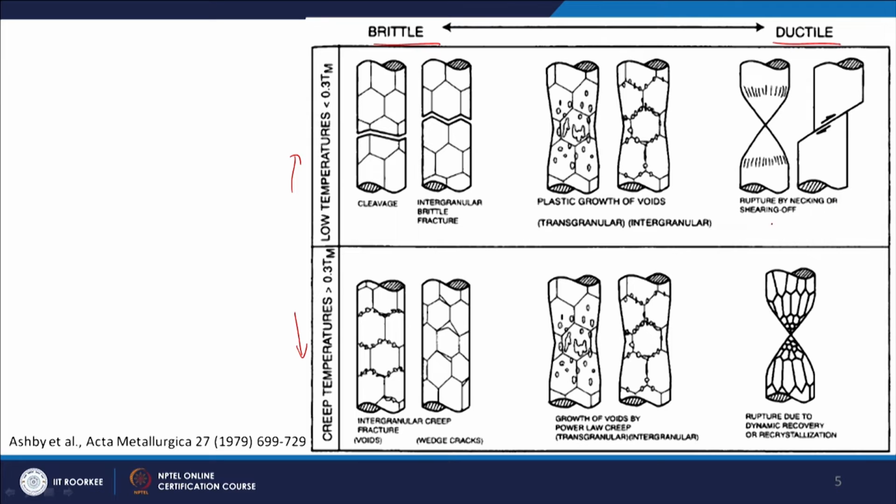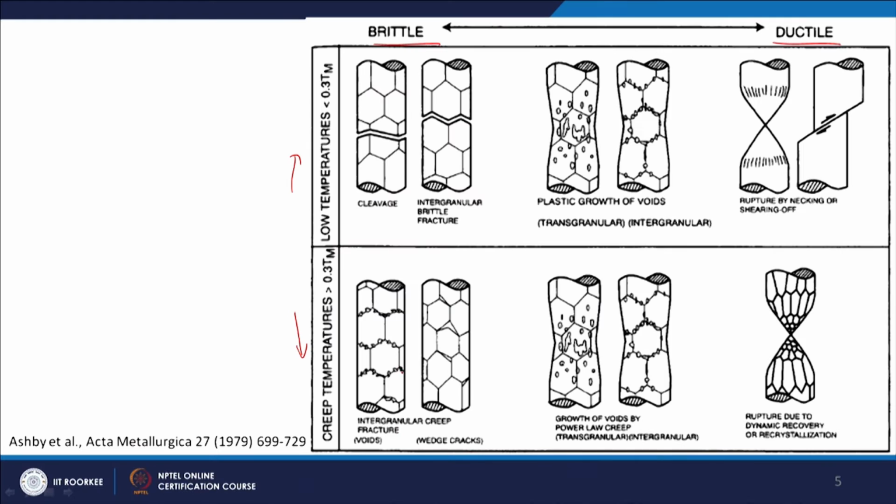And this is for ductile material, rupture by necking or shearing off. So, you can see that necking is taking place, and at the end you will have a fracture here as a point fracture or cup and cone fracture, or you can have fracture in the form of shearing.